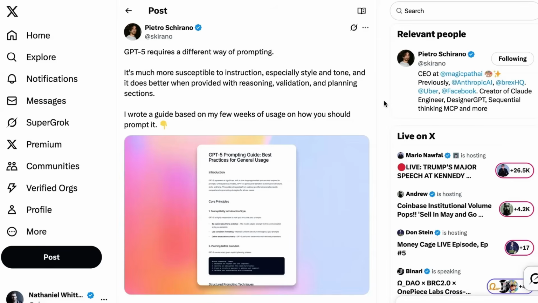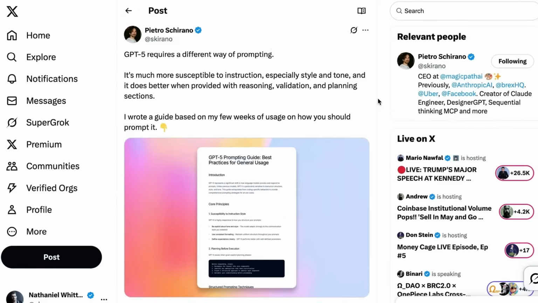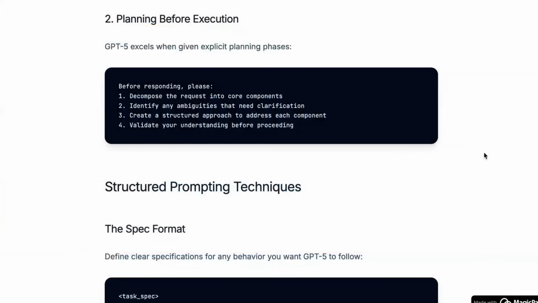He tweeted a few days ago, GPT-5 requires a different way of prompting. It's much more susceptible to instruction, especially style and tone, and it does better when provided with reasoning, validation, and planning sections. Now, Pietro had access to GPT-5 for a few weeks before it was announced, and so has a few more cycles to have come to these conclusions.